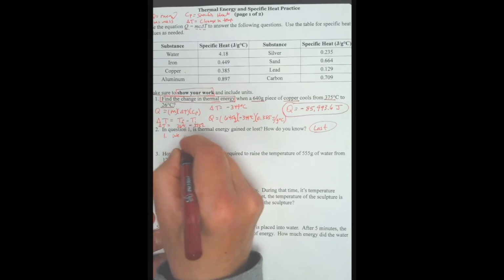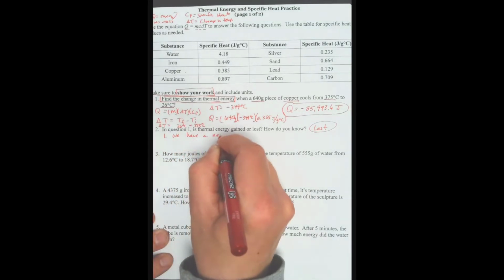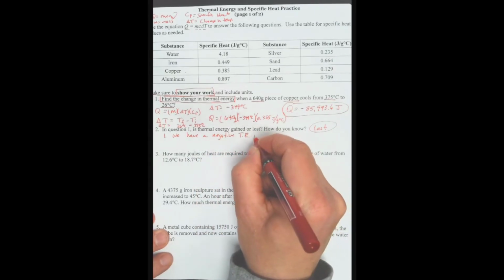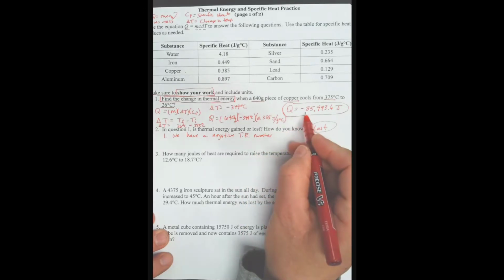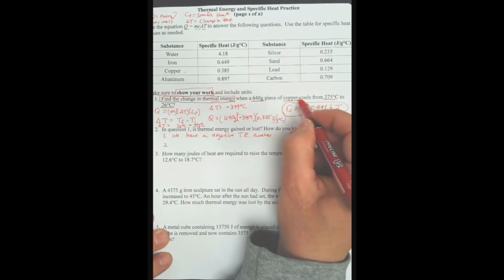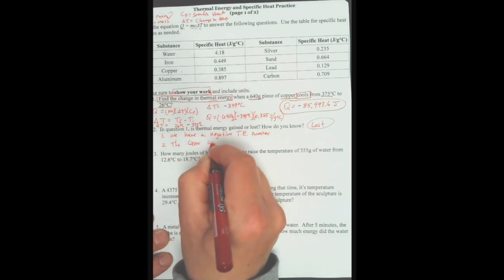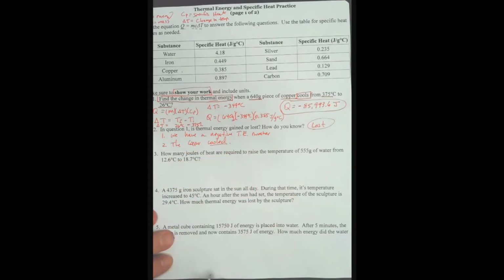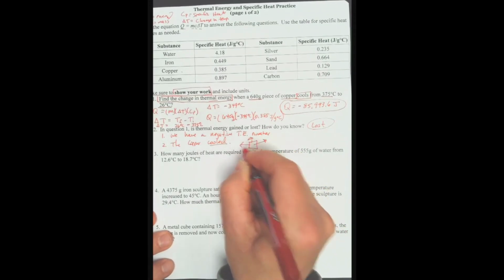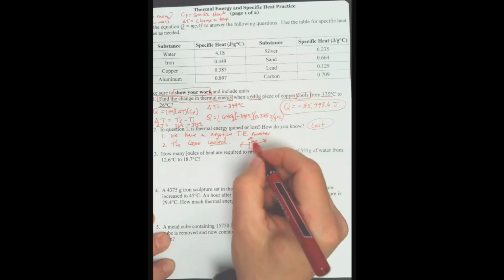One, we have a negative thermal energy number. And in this case, it was minus 85,993.6 joules. And the other reason we know is because it says right here in our problem that the copper cooled. And when something cools, it means that energy is going out of our system, and as a result of that, we feel the energy coming out of it.